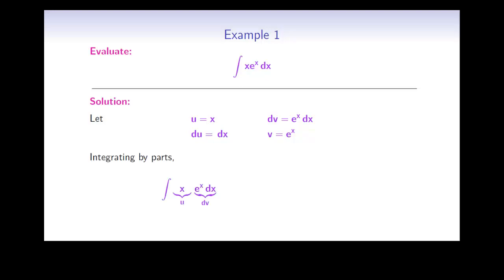Using the integration by parts formula, we end up with the original integral equals x times e to the power of x subtract the integral of e to the power of x times dx. The integral of e to the power of x dx is just e to the power of x plus c, of course. Notice that the new integral, the integral of e to the power of x dx, is easier than the original integral in the question.